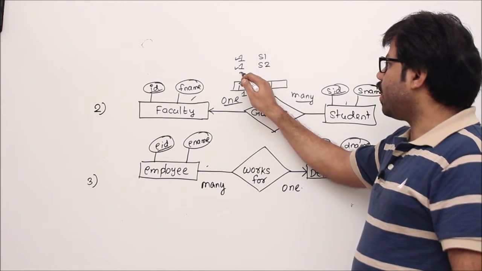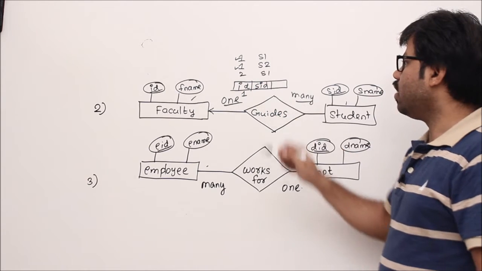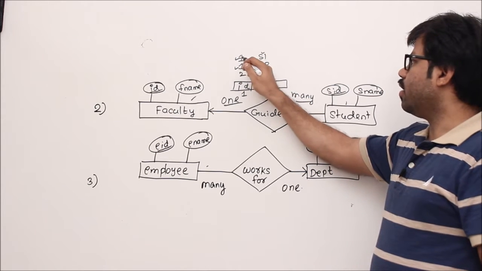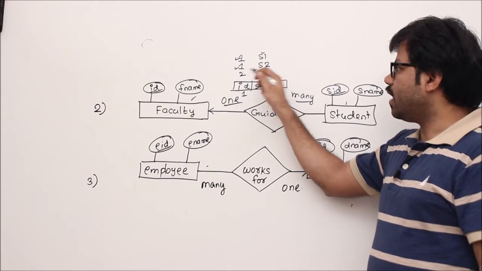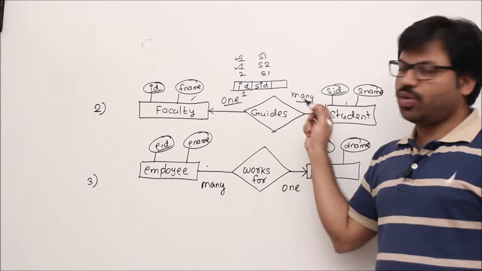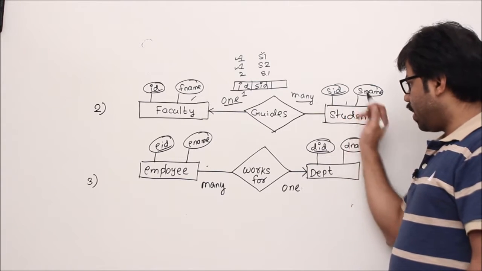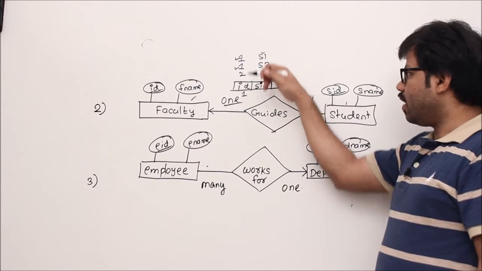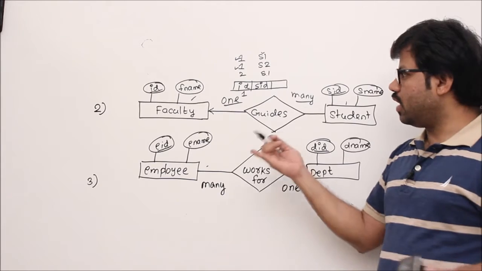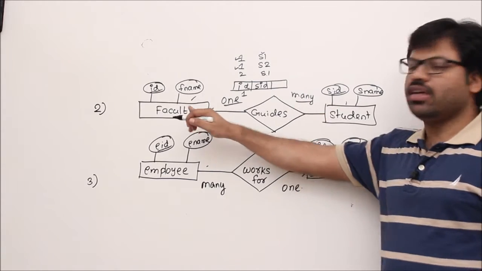So are you writing again 2 comma S1? Try to understand. S1 is guided by 1. S2 is guided by 2, and S1 is again guided by 2. That is not happening in this one-to-many relationship, correct? So that's why on this many side, whatever it is, the student is not getting repeated. That's quite obvious to see because every student has only one faculty.